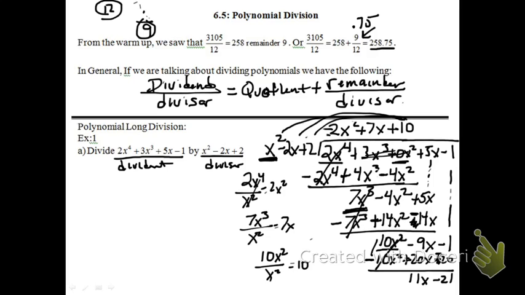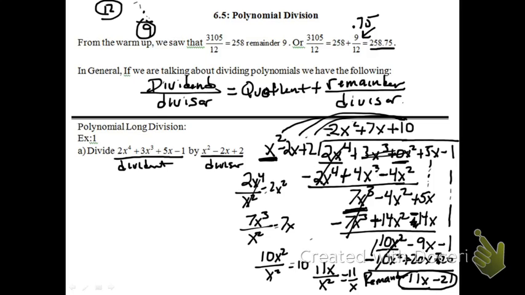Now check this out. 11x is not divisible by x squared, right? I would end up with 11 over x. It just doesn't fit in a full number of times. Guess what this is? That is your remainder. You can't divide anymore.